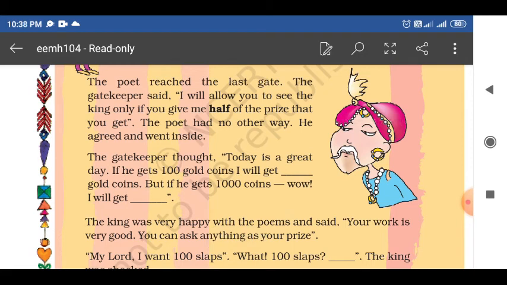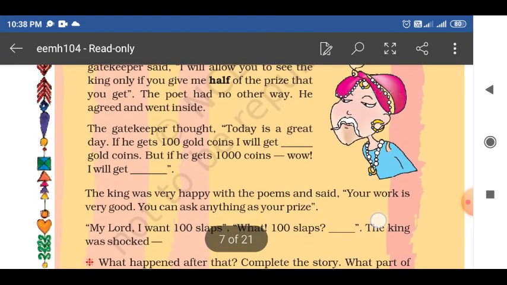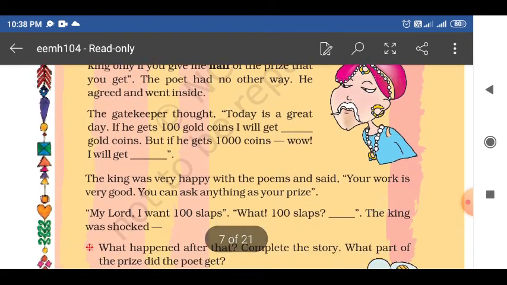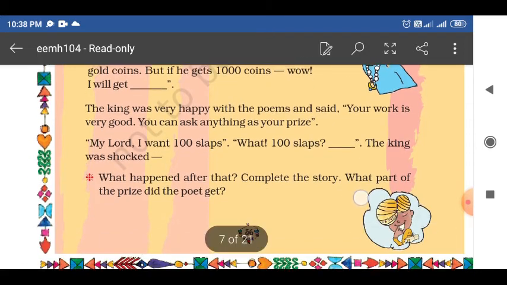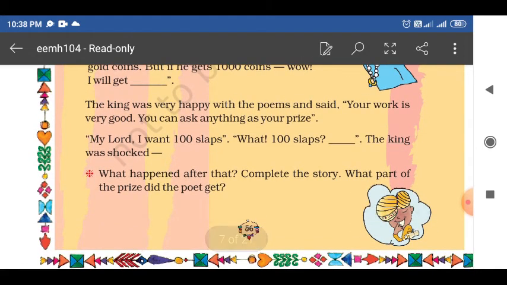So the poet reached the last gate. The gatekeeper said, I will allow you to see the king only if you give me half of the prize that you get. The poet had no other way. He agreed and went inside. The gatekeeper thought, today is a great day. If he gets 100 gold coins, I will get some gold coins. But if he gets 1,000 coins, wow, how much will he get? If he gets 1,000, you have to divide by half, and if you get 100, you have to divide by half. You know how to do that.